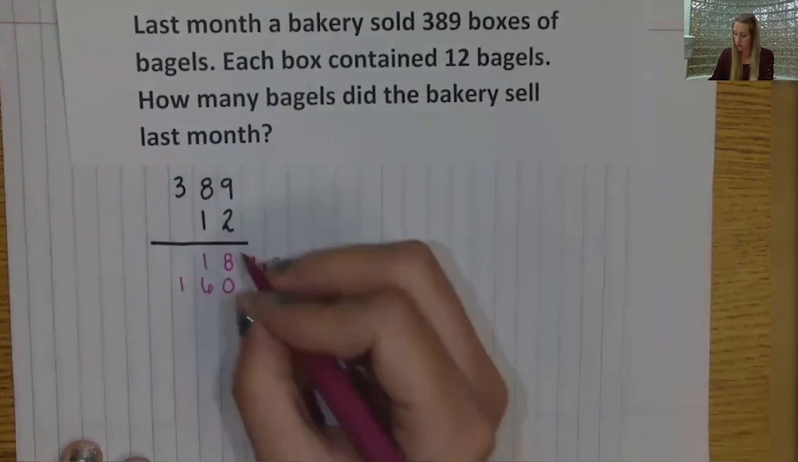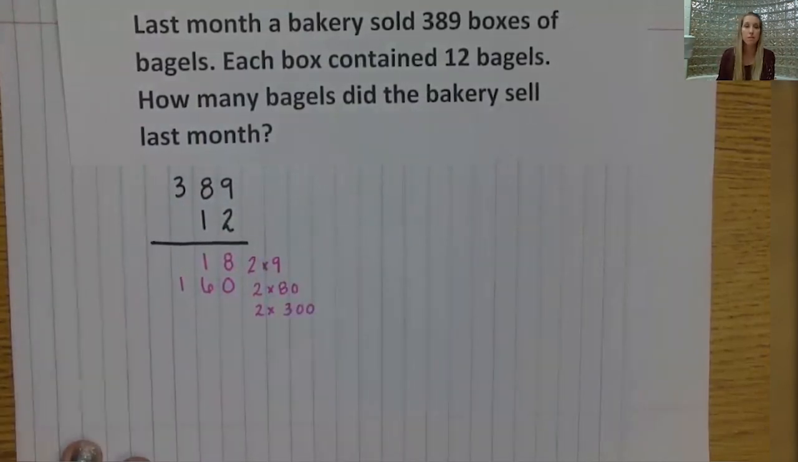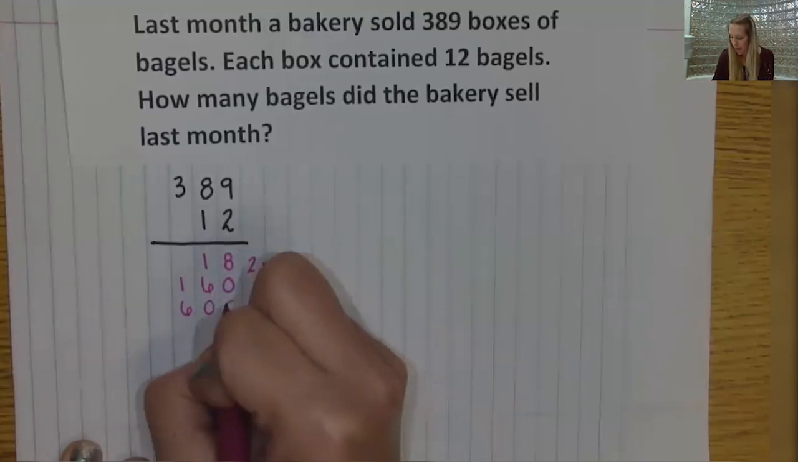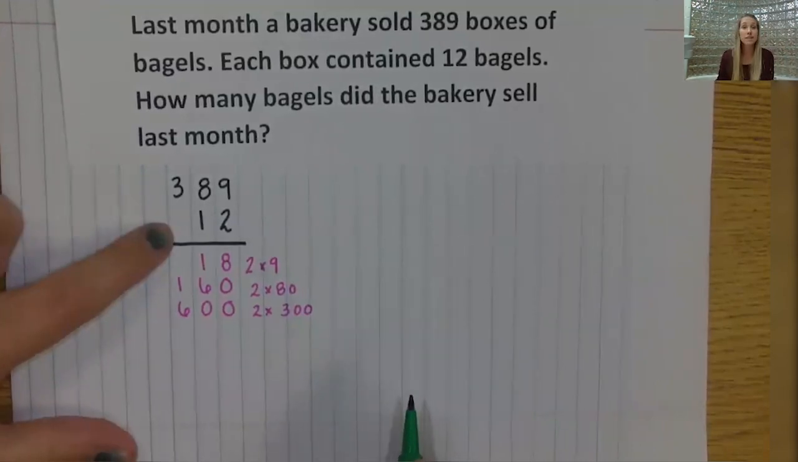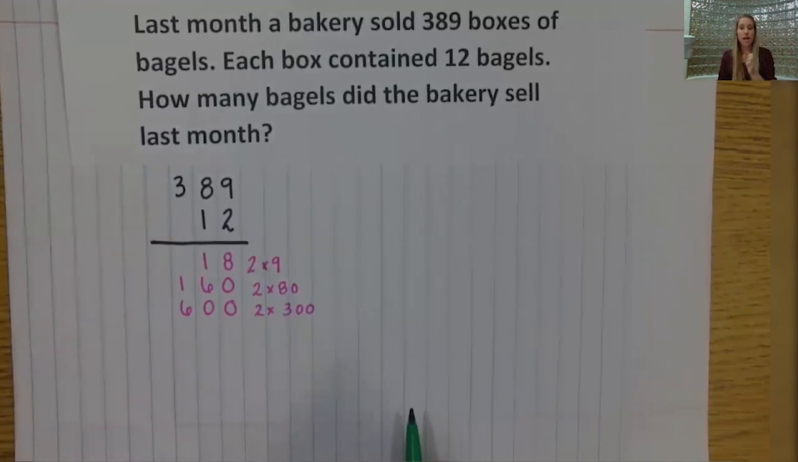Then what? 2 times 300. What's 2 times 300? 600. Great work. Now we have to move over to the tens place in 12. What digit is in the tens place of the 12? That's right, the 1. So the 1 is going to do the same thing the 2 did. It's going to visit every digit in 389.